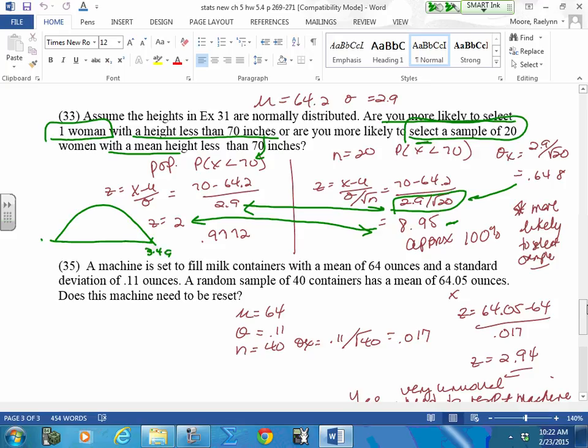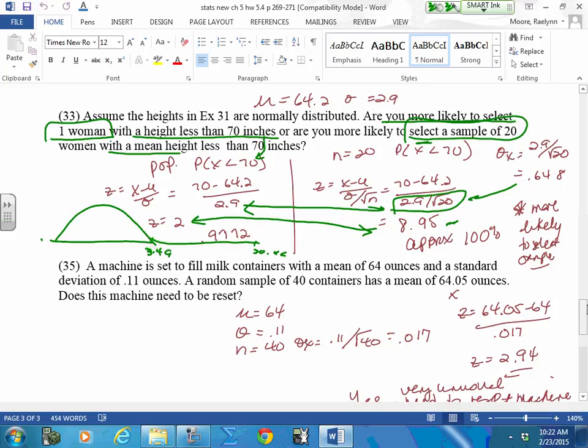3.49 is where your book ends off your table, but it still goes on and on and on. It'll go here to 20.49 and 800.49, but the area will be so negligible to the right. That area is to the left. Okay? All right. So you're more likely, not that much more, but you still are more likely to choose the mean from your sample means.